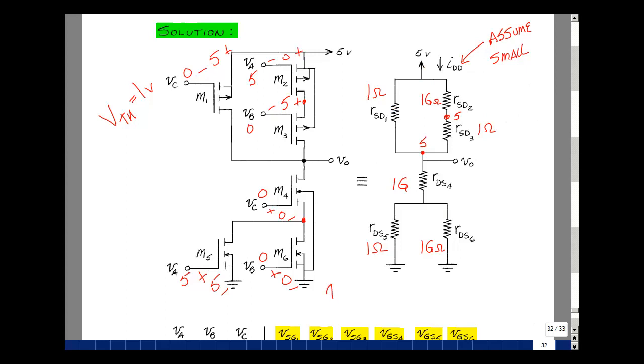Let's solve for V out. Just a voltage divider. 5 volts. I've got 1 ohm in parallel with 1 gigaohm. That's about 1 ohm. In series with 1 gigaohm is about 1 gigaohm. And then I've got 1 gigaohm here. And then I've got 1 gigaohm in series with roughly 1 gigaohm, but that's in parallel with 1, it's about 1 ohm. What I've got is 5 volts times a big number divided by about the same big number. It's about 5 volts. Let me erase this so I can do the next case.